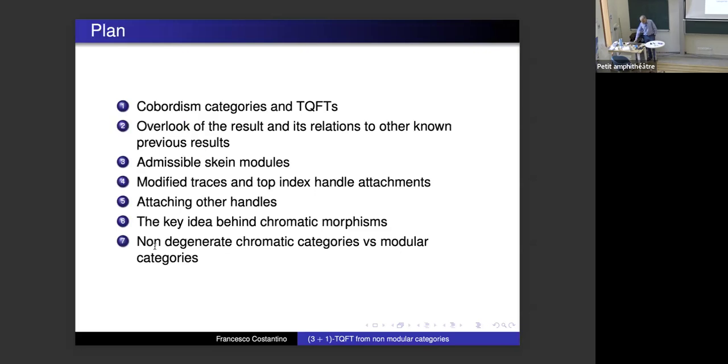Okay, so more or less this is the plan. I don't want to spend much time on it. So what are these categories of cobordism? As I just said, they are categories whose objects are compact, oriented, n-dimensional manifolds. Now, for this talk, n, you can choose it to be 2 or 3. So I will be talking about n and you can replace it with 2 or 3 according to your preference.